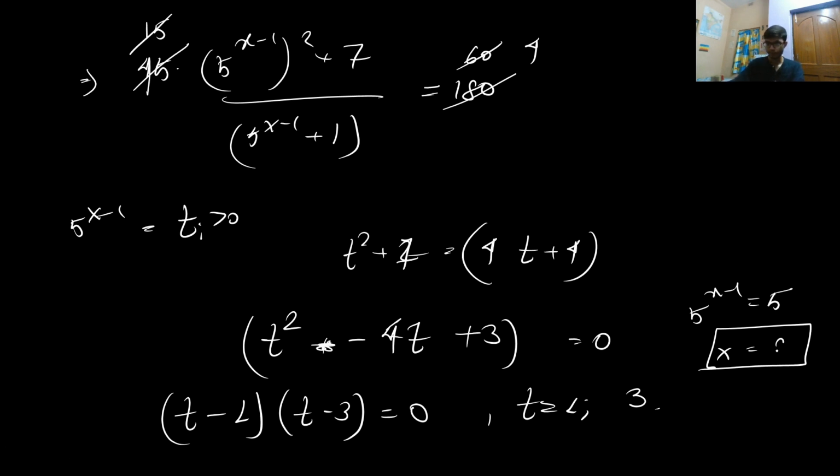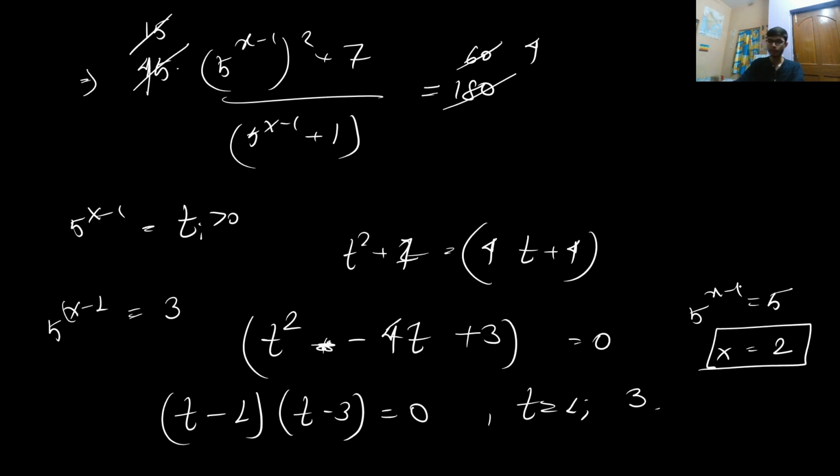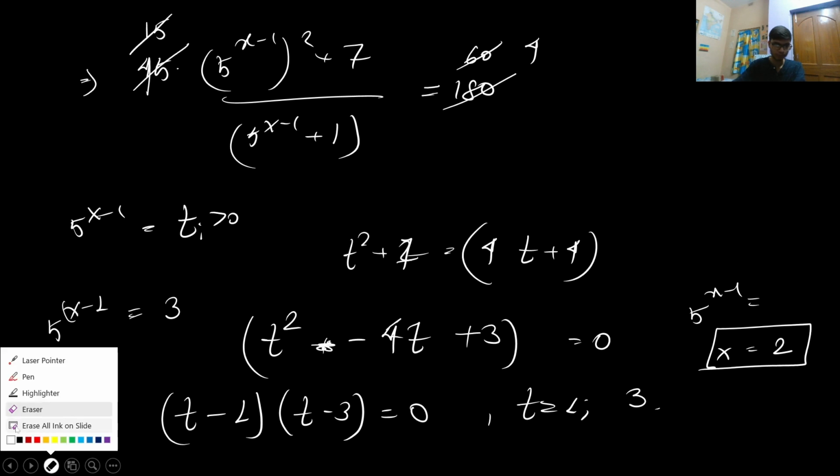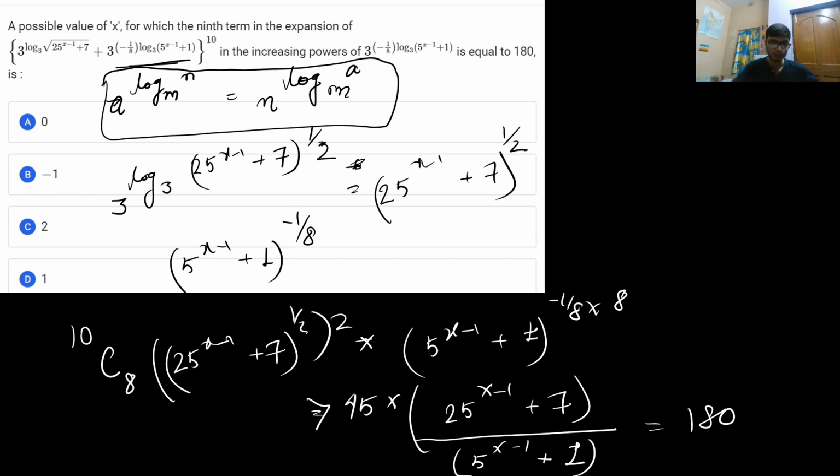Okay, this x is equal to 2, and if the value of t is equal to 3, that is 5 to the power x minus 1 equal to 3, now this is not possible for integral values of x. This is not possible for x which is an integer. But, sorry, it's a big blunder from my side. Okay, this is 5 to the power x minus 1 is equal to 1. That means x minus 1 is equal to 0. That means x is equal to minus 1. So the only possible value of x for which this result holds is x is equal to minus 1. From this, option number B is the right answer.